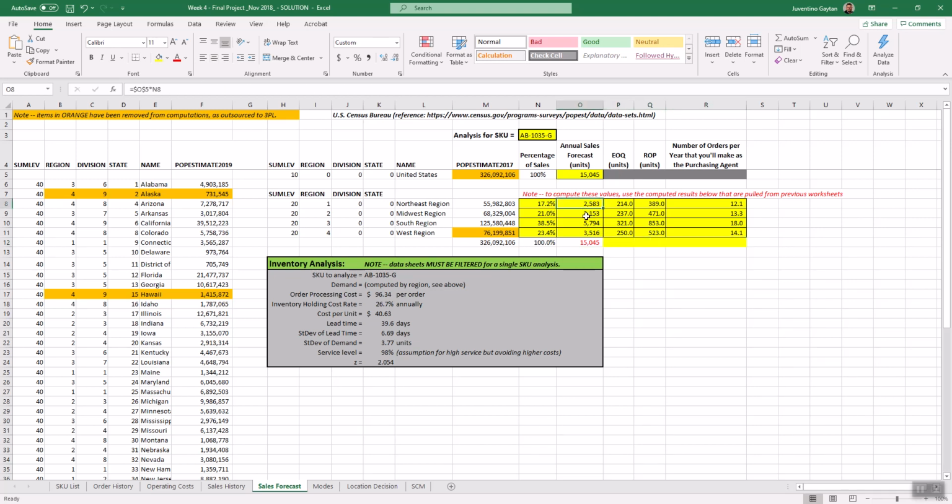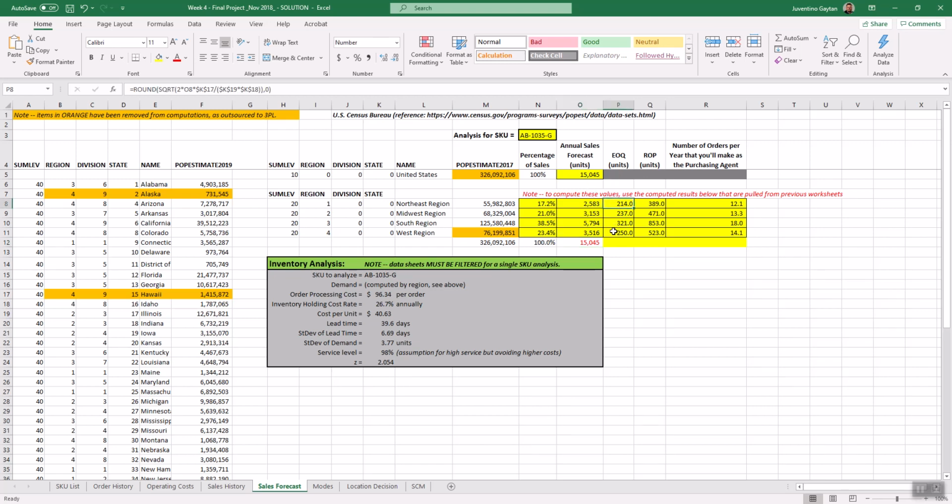And then to figure out your annual sales forecast, all you're going to do is just take 17.2% of your annual sales forecast, and that'll give you your annual sales forecast for each of those regions, which again, if you add those up, will give you your total amount, which equals your annual sales forecast.